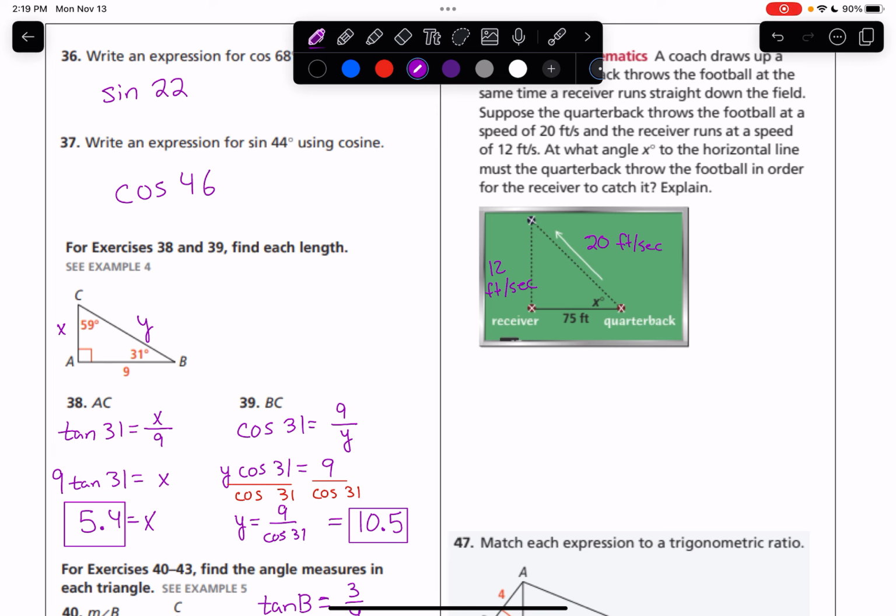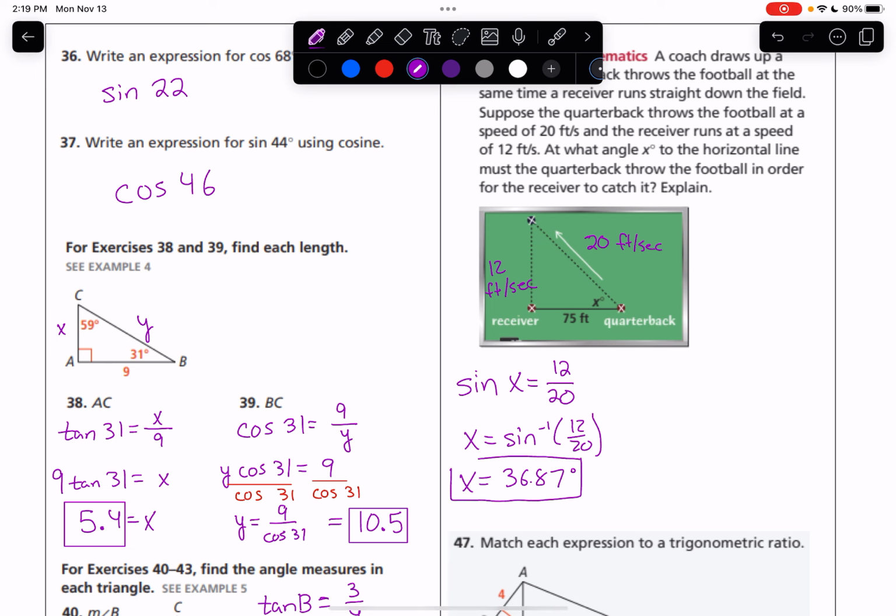Lucky for us, we have enough information because if we stand on x, we have the opposite and hypotenuse in the same type of units. So we can use sine to solve this. The sine of angle x is equal to opposite 12 over hypotenuse 20. I'm going to use the inverse sine to get x on its own. So the inverse sine of the sine is x. The inverse sine of 12 over 20 is something my calculator can do. And it tells me that x is equal to 36.87 degrees from the horizontal. There we go.